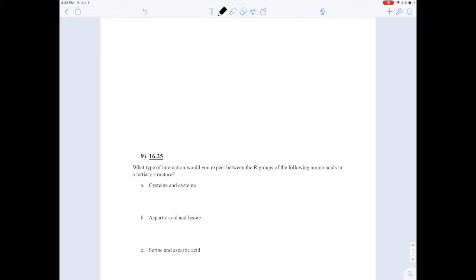Chapter 16, question 9 asks, what type of interaction would you expect between the R groups of the following amino acids in a tertiary structure?